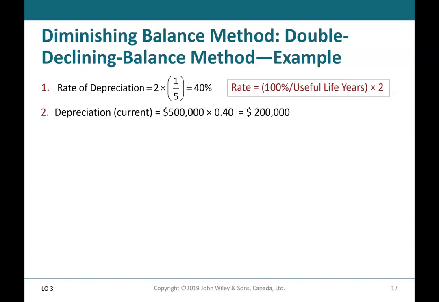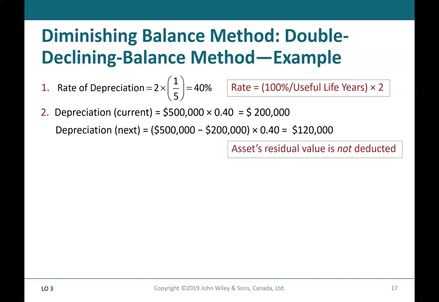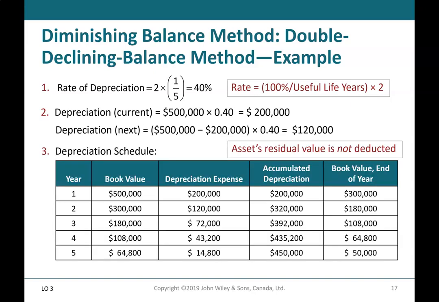Depreciation current equals 500,000 times 40% equals 200,000. Depreciation next equals 500,000 minus 200,000, and then multiply that by 40%, which equals 120,000. The asset's residual value is not deducted.